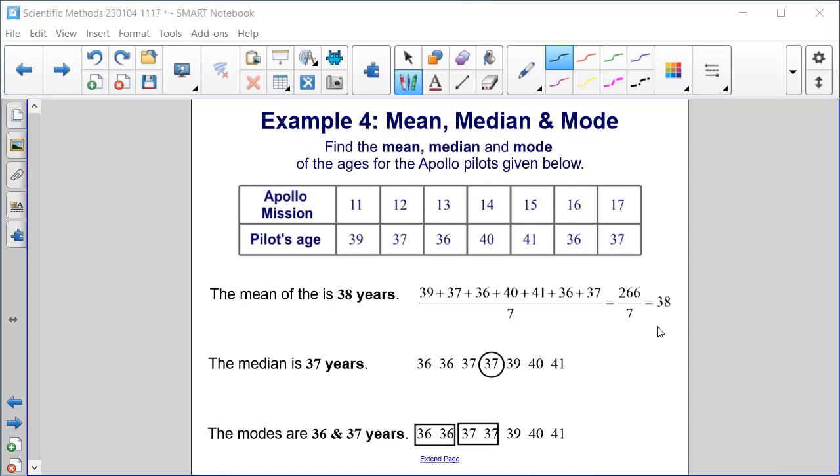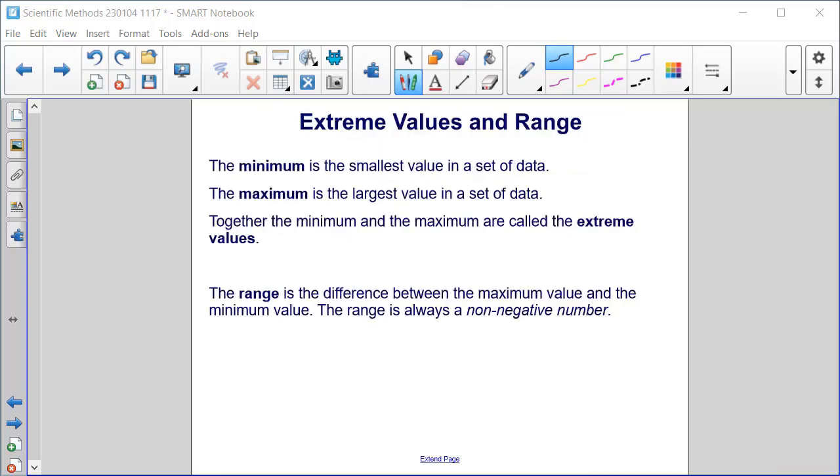The median. In order to find the median, we need to put these ages in order. So this is random right now because it's in the order of the Apollo missions. But if I put the set in order from the youngest to the oldest, I can find the midpoint of the data set. So the median is 37 years. The modes: there are two because both 36 and 37 years appear twice.